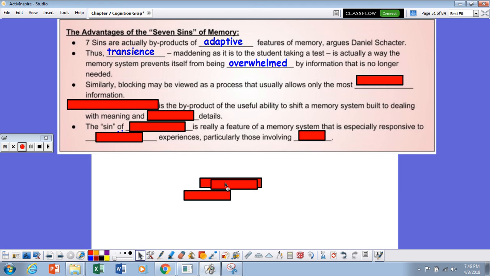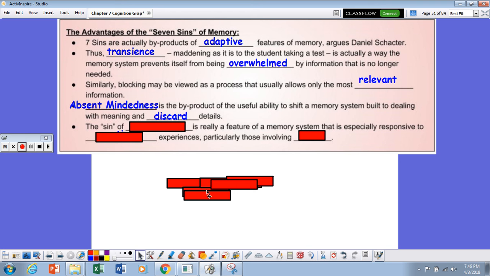Similarly, blocking may be viewed as a process that usually allows only the most relevant information. Absent-mindedness might be a byproduct of a useful ability to shift the memory system, built to deal with meaning and discard details. And the sin of persistence is really a feature of the memory system that is especially responsive to emotional experiences, particularly those involving fear.